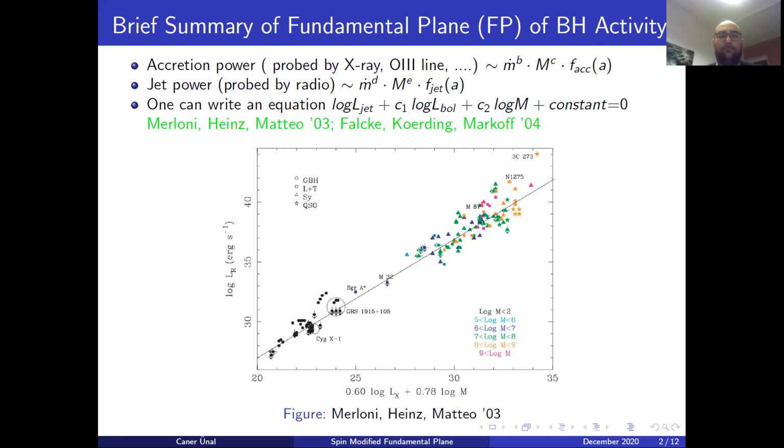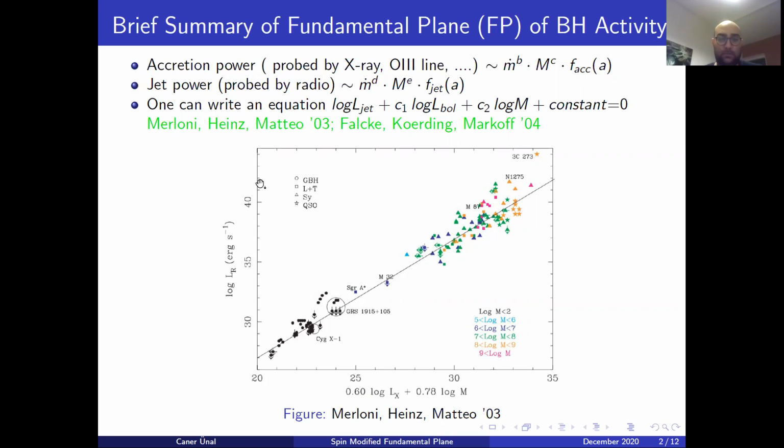Both these accretion and jet powers could be expressed as power laws of the accretion rate, the mass of the black hole, and possibly spin. But in the initial original relation, jet power is typically probed by radio, and the accretion power by X-rays or the O3 line or some other probes. Since you can express these as power laws, you can end up writing an equation which is linear in log basis. It becomes a plane equation.